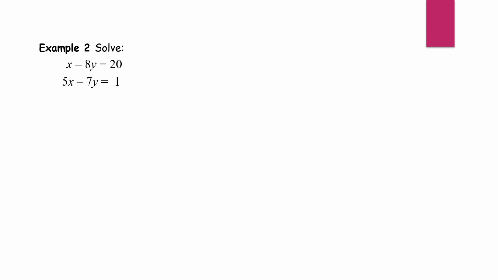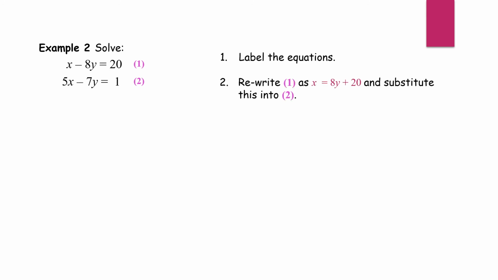Our second example, we're going to solve x minus 8y equals 20 and 5x minus 7y equals 1. So we're going to label the equations. Equation 1 is our x minus 8y equals 20, and equation 2 is 5x minus 7y equals 1. And you can see in this example, rearranging equation 1 to give us our x term in terms of y is going to be the easiest option for us to then use the substitution method. So we can rewrite 1 as x equals 8y plus 20, and we're going to substitute that into 2.